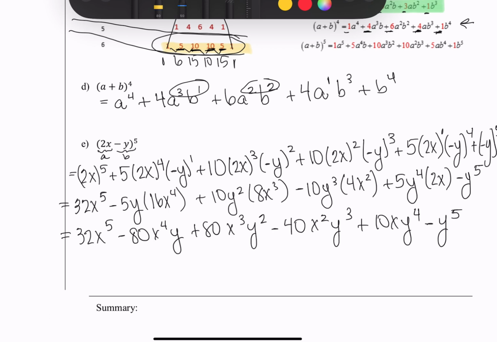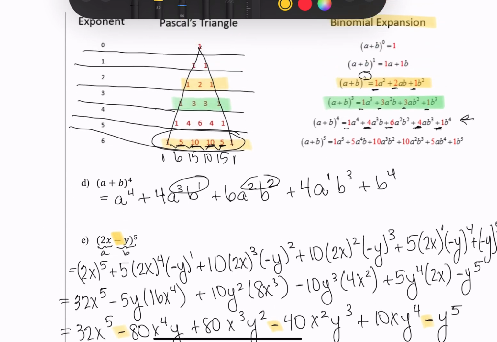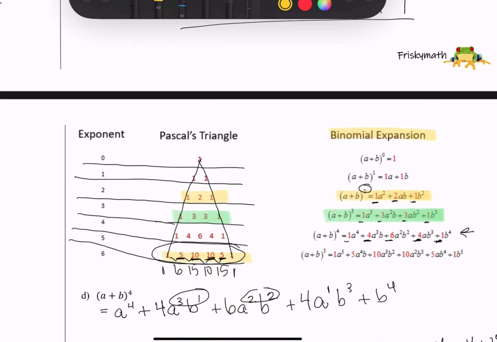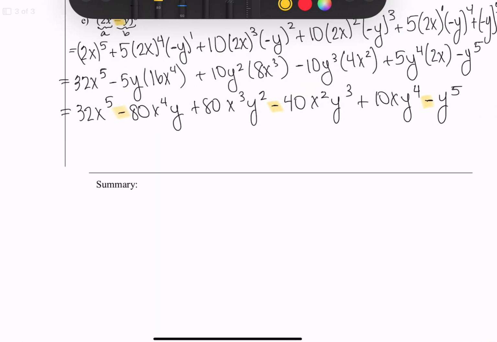So I did that in just a few lines. I probably could have done it in just 2 lines, but it was a lot easier than multiplying this binomial out 5 different times. Make sure, because it was a subtraction, that your signs are alternating. And what I mean by that is second term's negative, third term's positive, fourth term's negative, fifth term's positive, last term's negative. So that we're following that pattern that we had up here. And I will circle my answer.